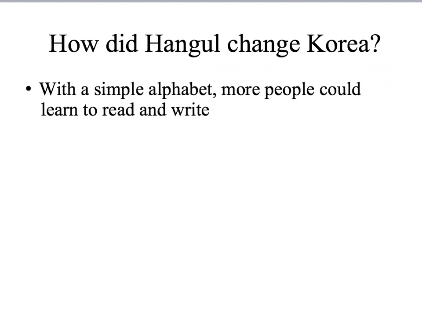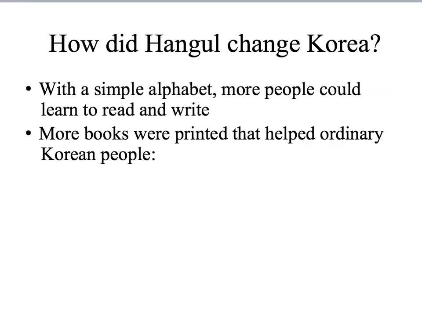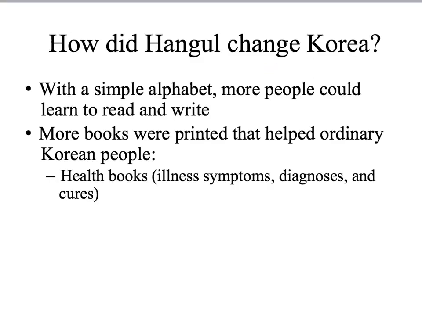So how did this help change Korea? As I said, with a simple alphabet, simply now more people could read and write. This leads to more books being printed, and as we said about Gutenberg's printing press, with more books, the cost of books now goes down, so now books are cheaper for people to buy. And people are enabled to buy books that affect their lives.